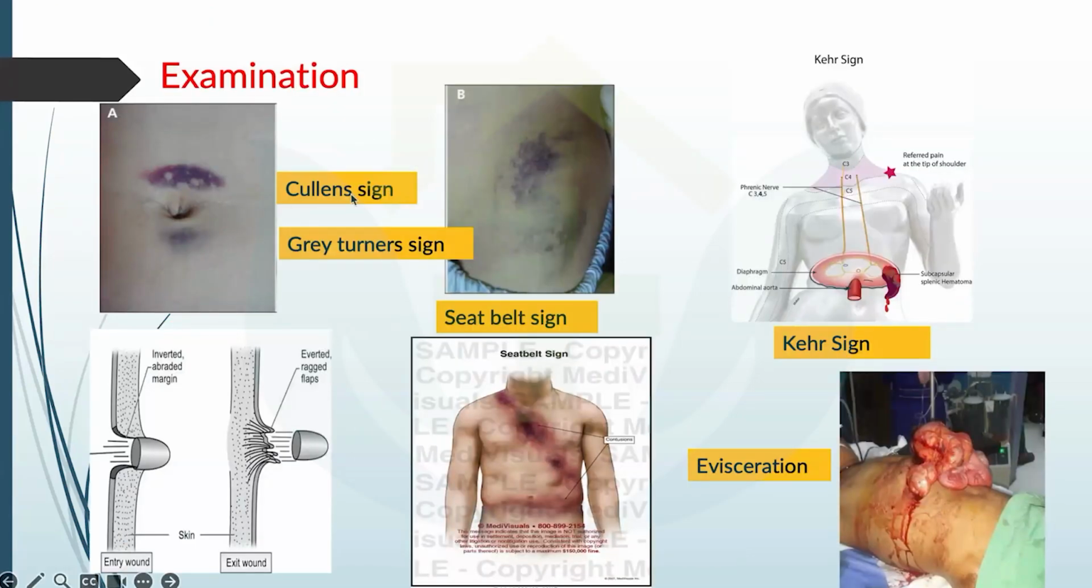This is the Cullen's and the Grey Turner sign, the periumbilical hematoma and a flank hematoma, which was actually described in trauma, but later on came to be described in pancreatitis as well. Similarly, you can have a splenic laceration, and that can irritate the left side of the diaphragm, and the left side of the diaphragm in turn is innervated by C3, C4, C5, and that can cause referred pain to the left side of the shoulder, and this is known as the Kehr sign.